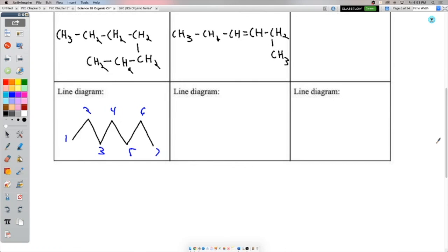For the line diagram, every end and every corner represents a carbon. So 1, 2, 3, 4, 5, 6. Double check: 1, 2, 3, 4, 5, 6. So that would be hexane, but we don't have hexane, right? We have hex-3-ene. So we need to add a double bond on the 3rd carbon. How do we show that? Boop. There we go, hex-3-ene.